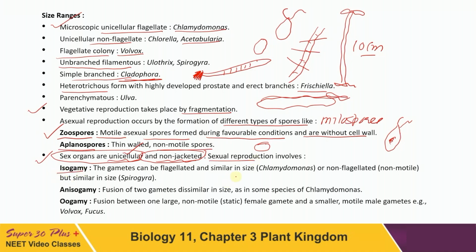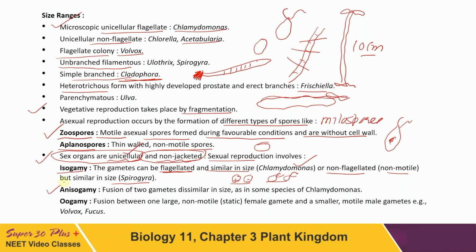Sexual reproduction may be isogamy. Isogamy means the 2 gametes are similar, plus and minus, and they may be motile or non-motile. Isogamy can be flagellated and motile, similar in size, as in some species of Chlamydomonas, or they may be non-flagellated and non-motile, as in Spirogyra.